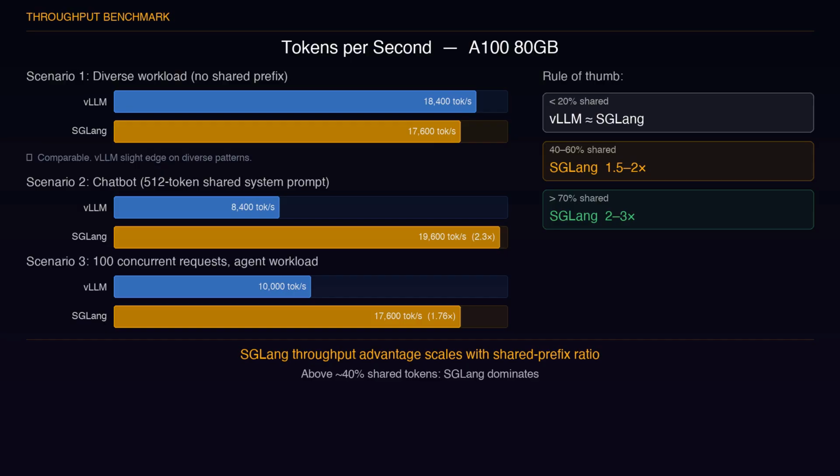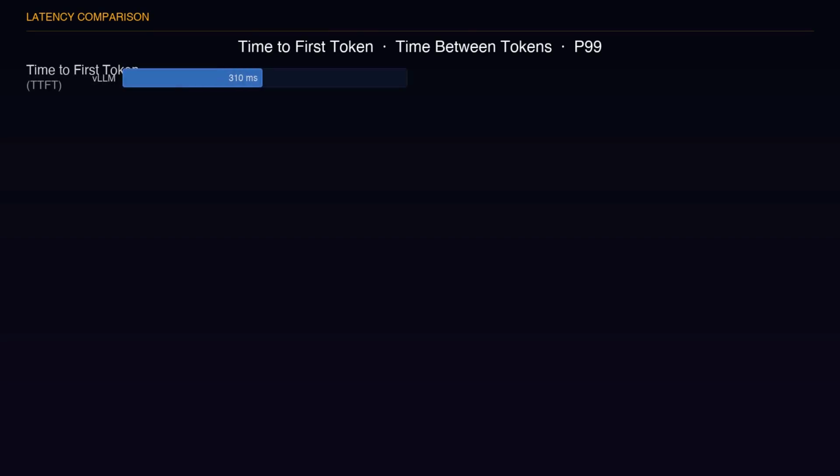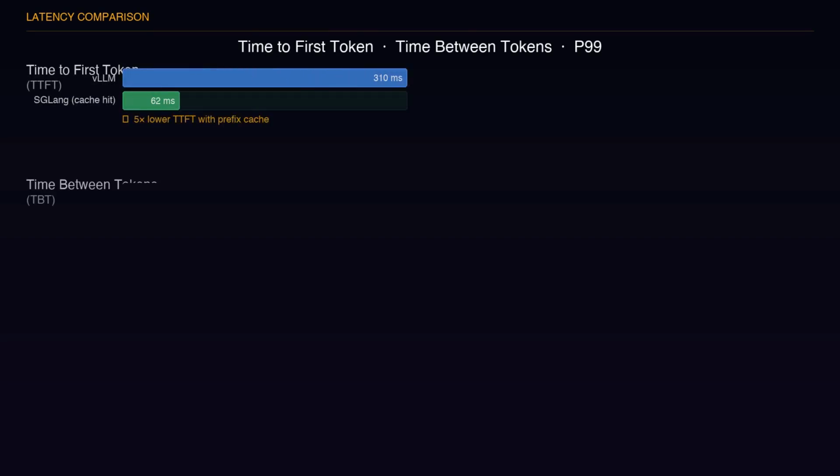The rule of thumb: below 20% shared tokens, both are equivalent. Above 40%, SGLang consistently outperforms. Above 70%, expect 2 times or more throughput on the same hardware. Throughput is aggregate. Latency is what users feel.